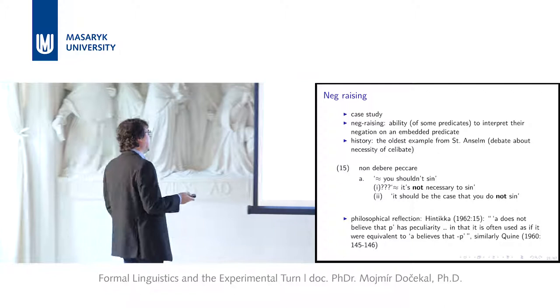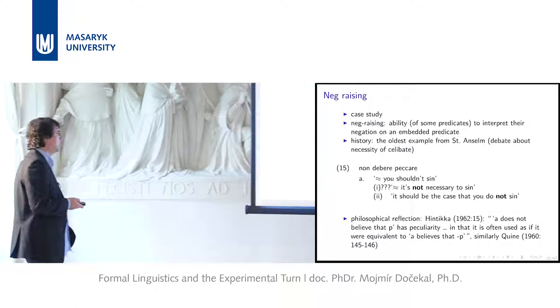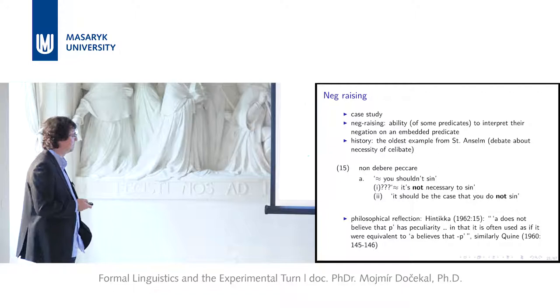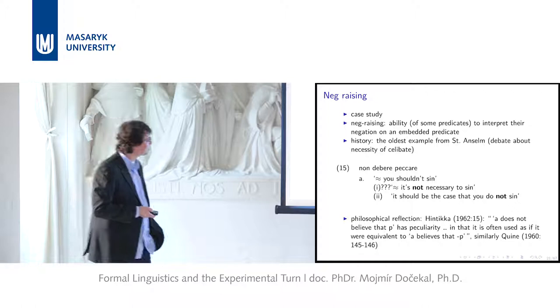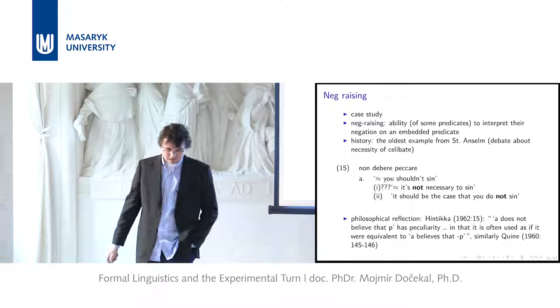And philosophers noticed that, so this is from Hintikka, that famous Finnish philosopher, and he says, Agent A doesn't believe that P, which P is some proposition, has a peculiarity in that it is often used as if it were equivalent to agent A believes that non-P, which is exactly what Anselm said about 15. And similarly, you can find this in Quine's Word and Object.